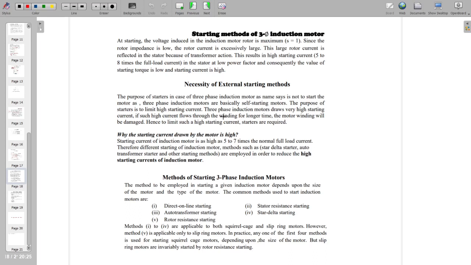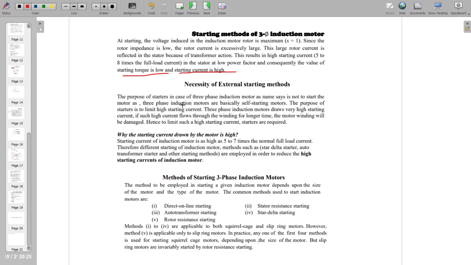This high current will occur in the stator as well as the rotor, and will try to damage the winding of the machine, and the starting power factor is low. Because of this, the starting torque is also very low and the starting current is very high. So this is the necessity, in order to follow a starting method to start the three-phase induction motor.